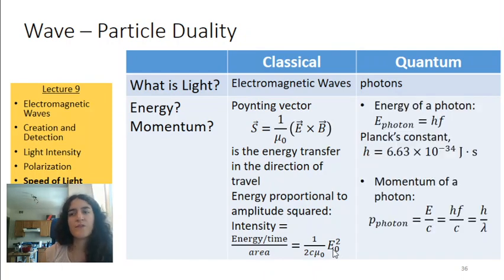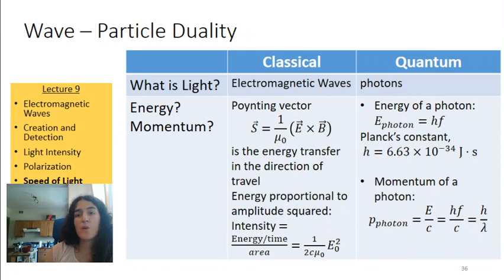So the quantum description of energy and momentum of light is very, very different. The energy of a photon is proportional to frequency. So the energy of a photon is h times f, where h is called Planck's constant. We can also talk about a photon having momentum, and this is also related to the energy of the photon.